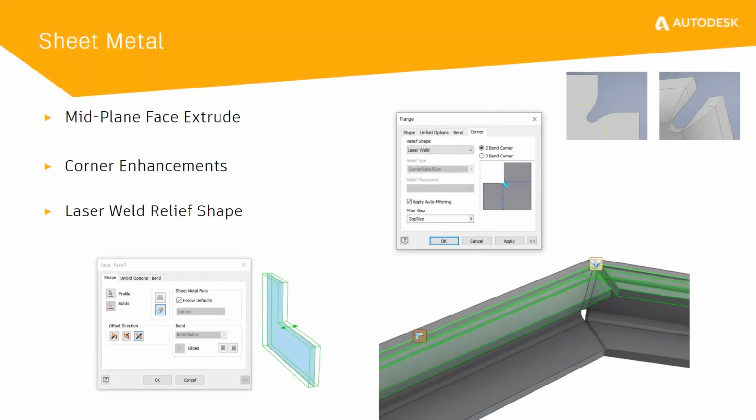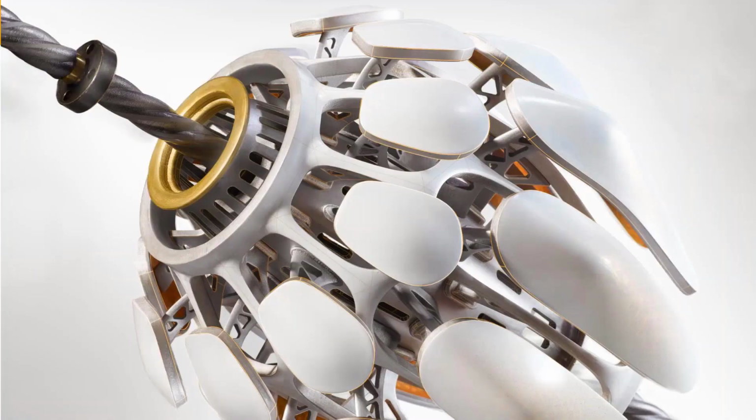Now we come to sheet metal, and nearly 40% of Inventor customers use sheet metal every day, which is quite astounding. Inventor continues to deliver enhancements to sheet metal to meet the changing demands of the modern design and manufacturing environment. This comes in predominantly a number of areas. The couple that I'm going to highlight are the changes to the face command, which allows users to extrude from a mid-plane to create a symmetric face, but also the new laser weld corner relief, which terminates with a tangent arc, making it more suitable for laser cut parts.